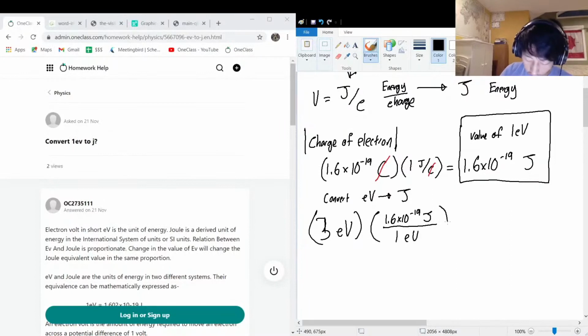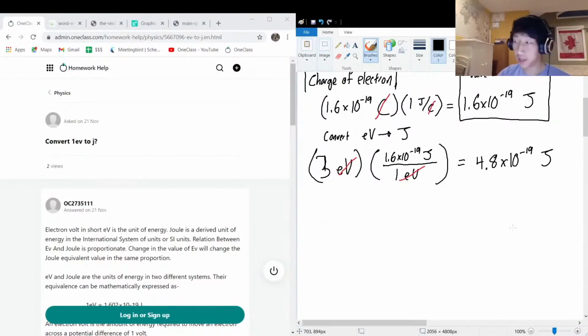So we do the math here. You see the EV up here and down here, they neutralize each other. So all that's left is joules, which is just 3 times 1.6, and that's going to be 4.8. Yeah, 4.8 times 10 to the negative 19 joules is equal to 3 electron volts. So you've got to be very comfortable and familiar with this stuff, and canceling out units and all that.